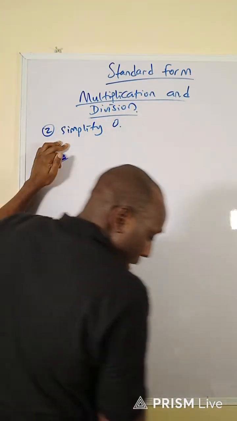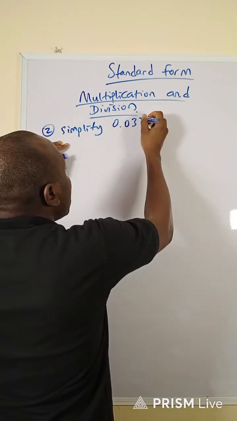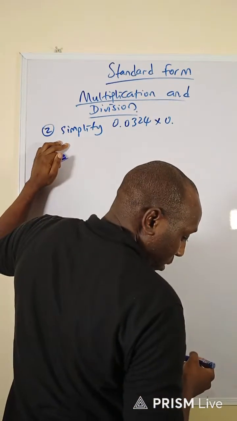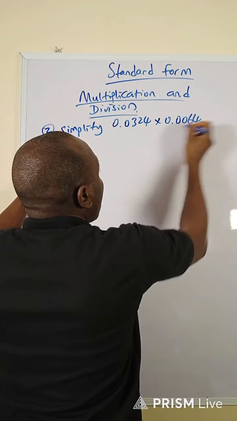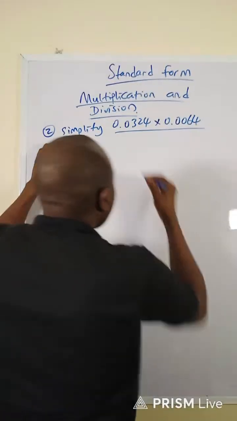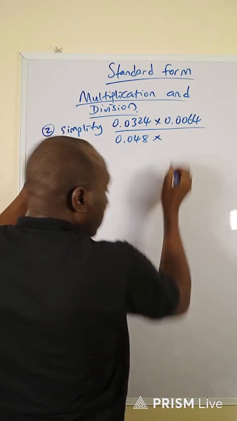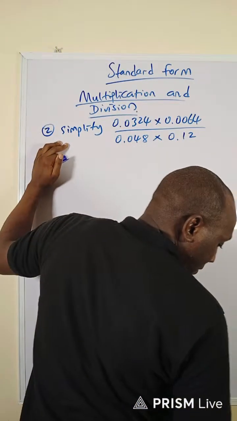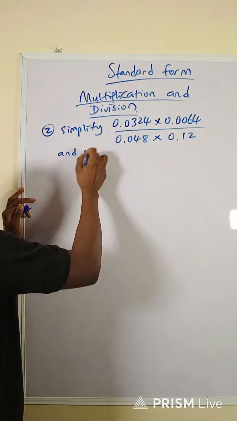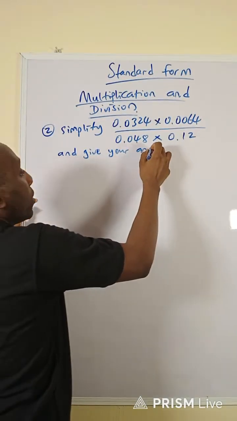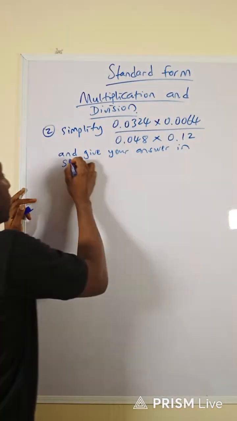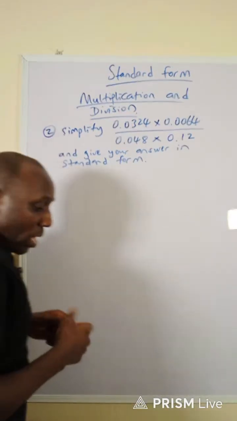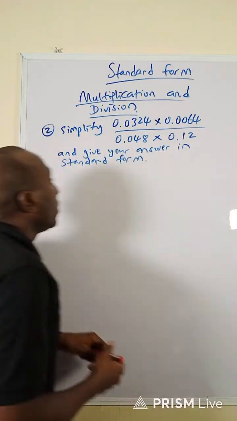So simplify 0.0324 times 0.0064, all divided by 0.048 times 0.12, and give your answer in standard form. Yeah, so we are going to do this again, just like we did the former one.